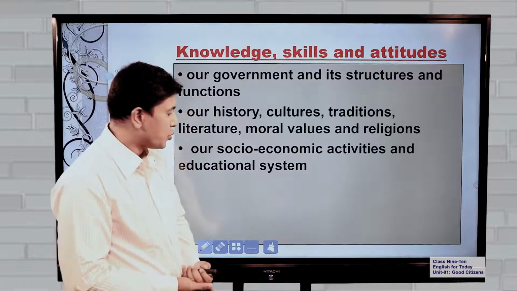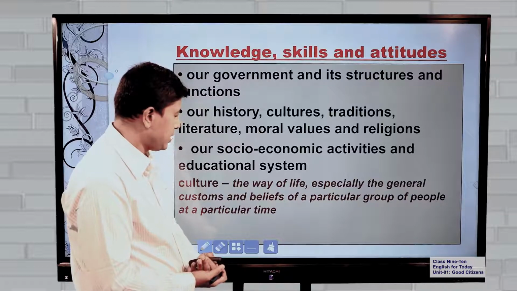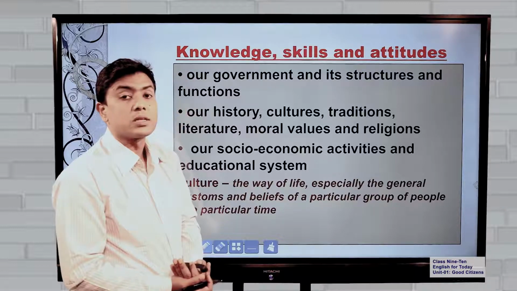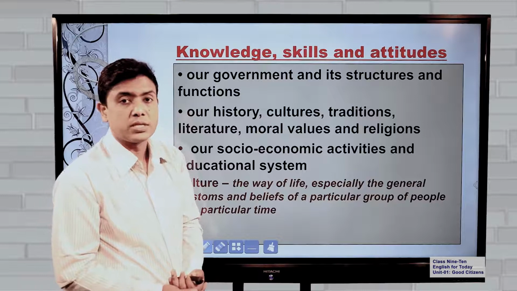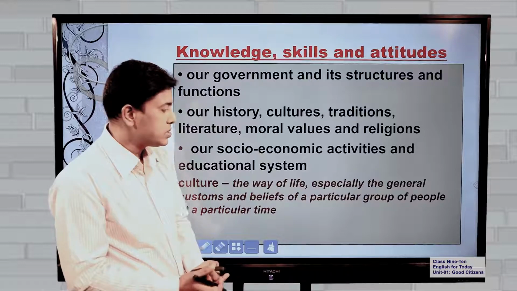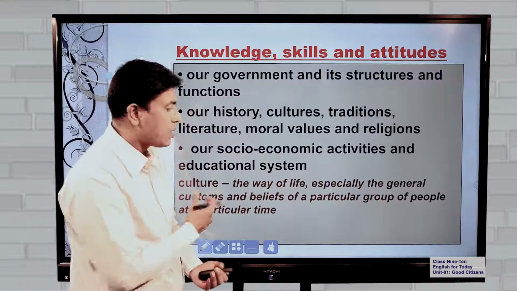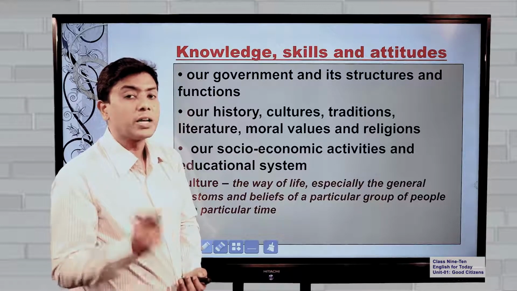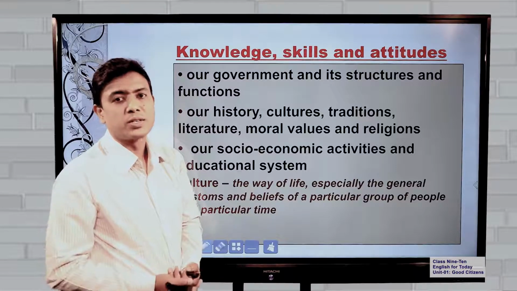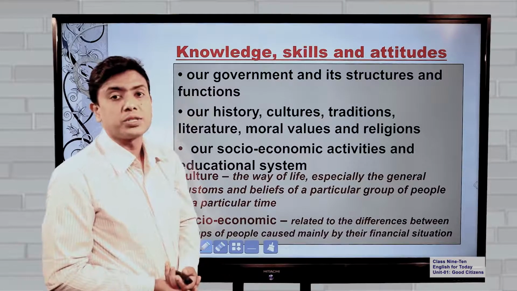So let us focus on some words. First of all, culture: the way of life, especially the general customs and beliefs of a particular group of people at a particular time. So culture is very important. It is related to our life. It is related to our way of life, our songs and our people, our belief, all the things combine our culture. And let me tell you, Bangladeshi culture, the Bangla culture is very rich all over the world. We have a wonderful culture. Also, you should learn about the socio-economic condition of a country.